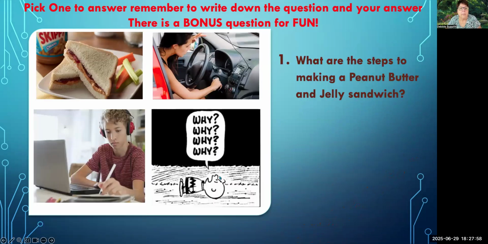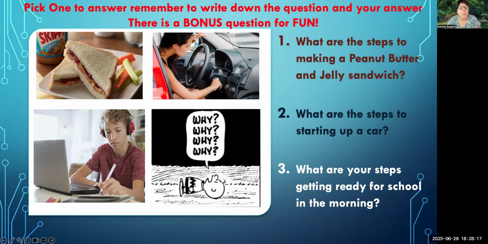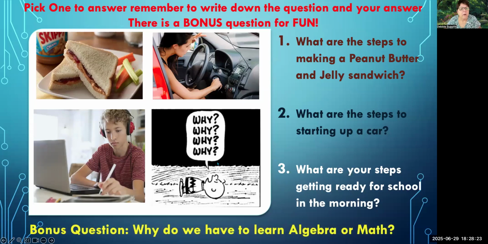You want to put in order how you make a peanut butter and jelly sandwich. What are the steps? Put it in order. 1, 2, 3, 4, 5. Or you can choose, what are the steps to starting up a car? Put it in order. What are the steps for getting ready in school? Put it in order.